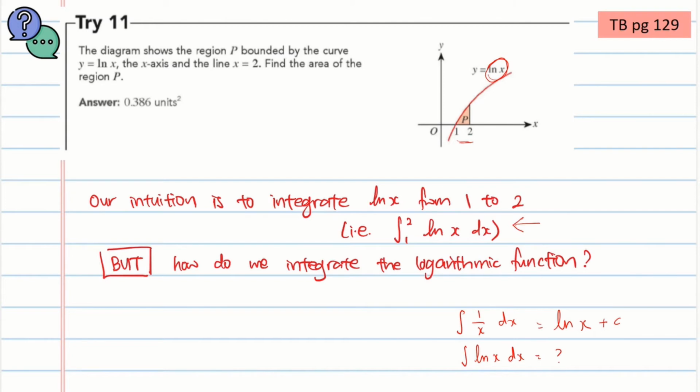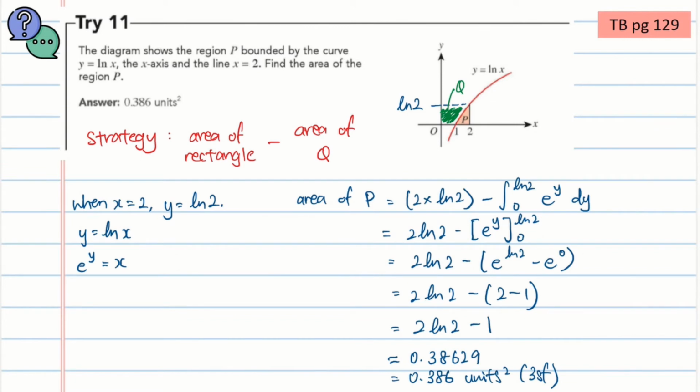So this question is not very intuitive. Let me show you the answer. The strategy for this question is to find out the area of the rectangle, okay, so the area of this rectangle here, minus the area of the region, which I have highlighted in green. Okay, so why is it that I'm doing this?